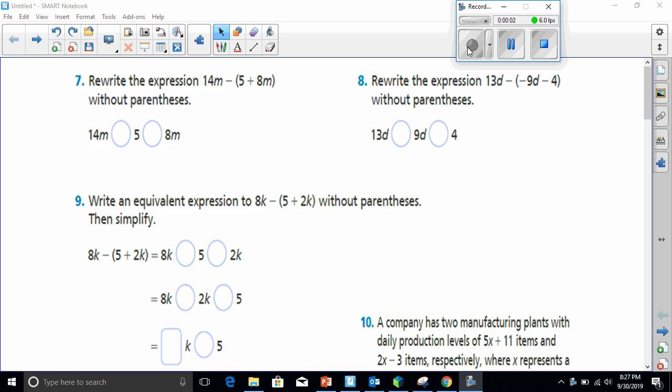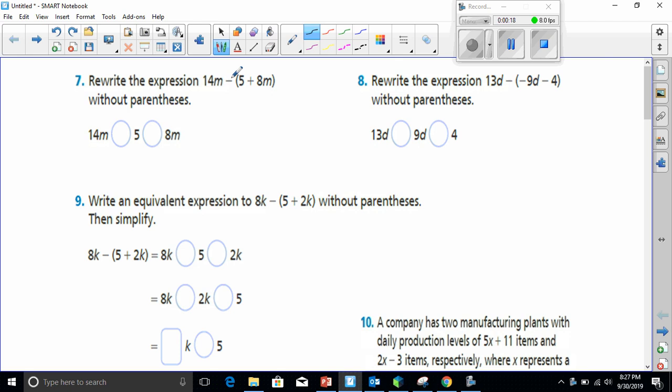Tonight we're going to be going over subtracting expressions, practicing problem solving. I'm going to start with all the odd ones, number 7 to begin with. It says rewrite the expression 14m minus (5 plus 8m).